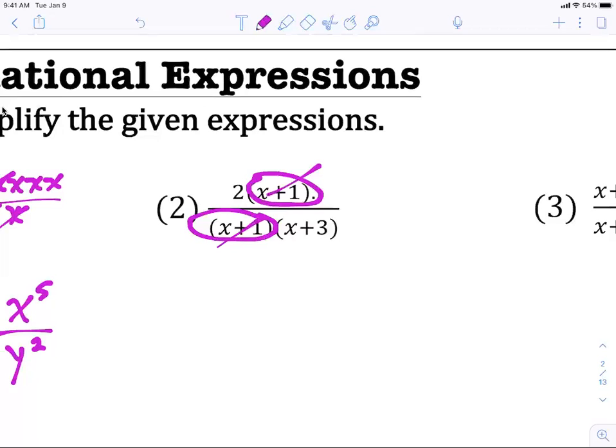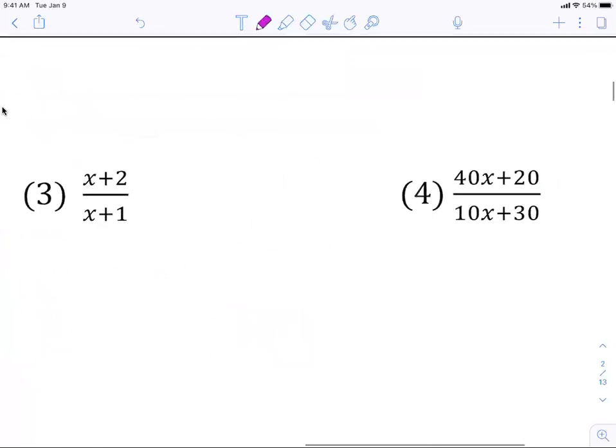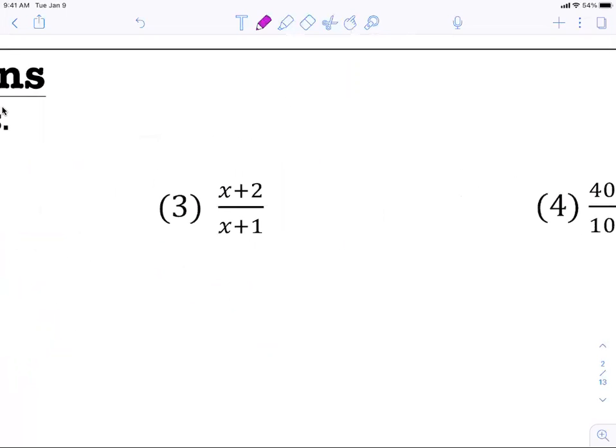You have something and you're dividing by itself, and that cancels. Now that plain old 2, there's no other plain old numbers, so that can't reduce, so that's going to stay on my numerator. On the denominator, the only way I could cancel out that x plus 3 is if there was an x plus 3 on top, and there's not. So that's going to stay as an x plus 3 on the bottom, and we are as simplified as it goes.